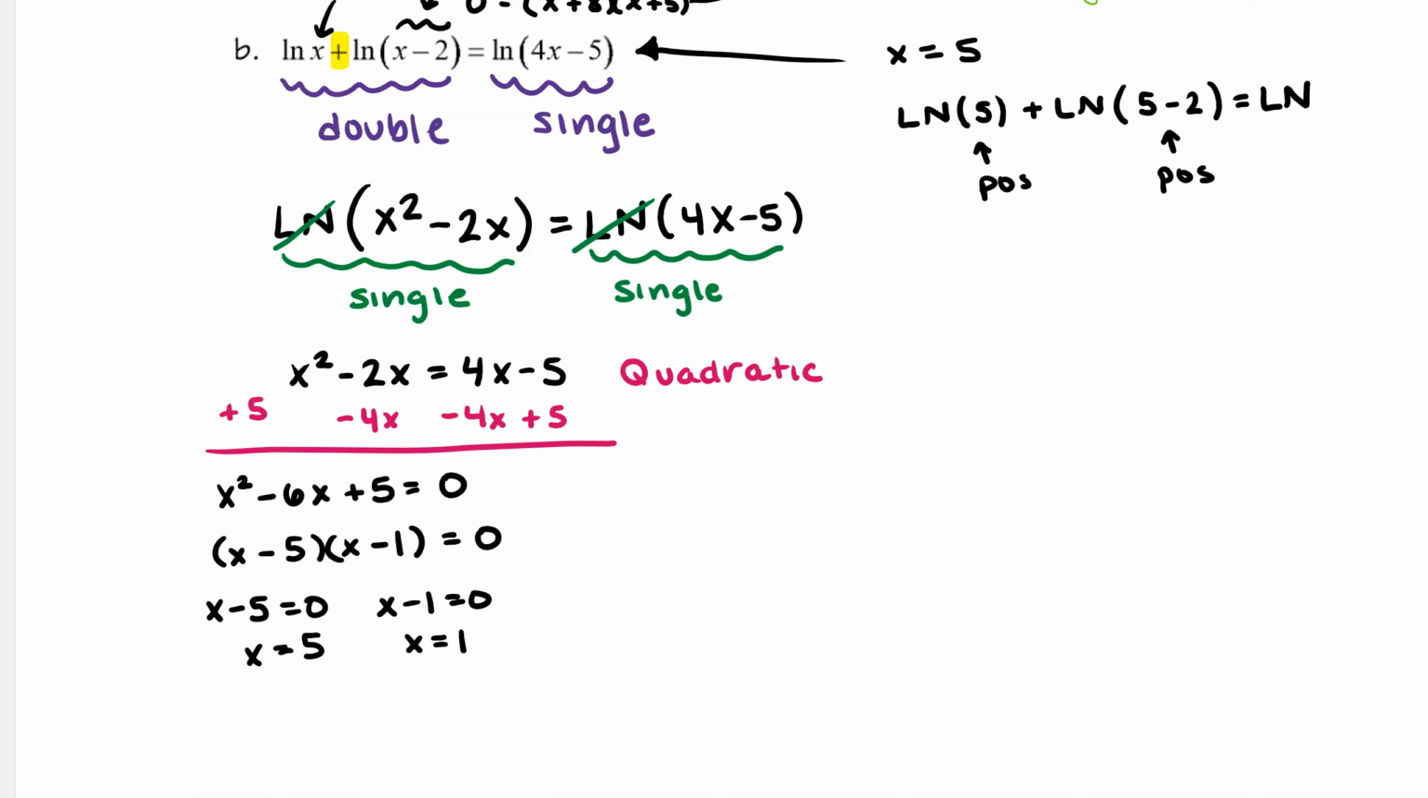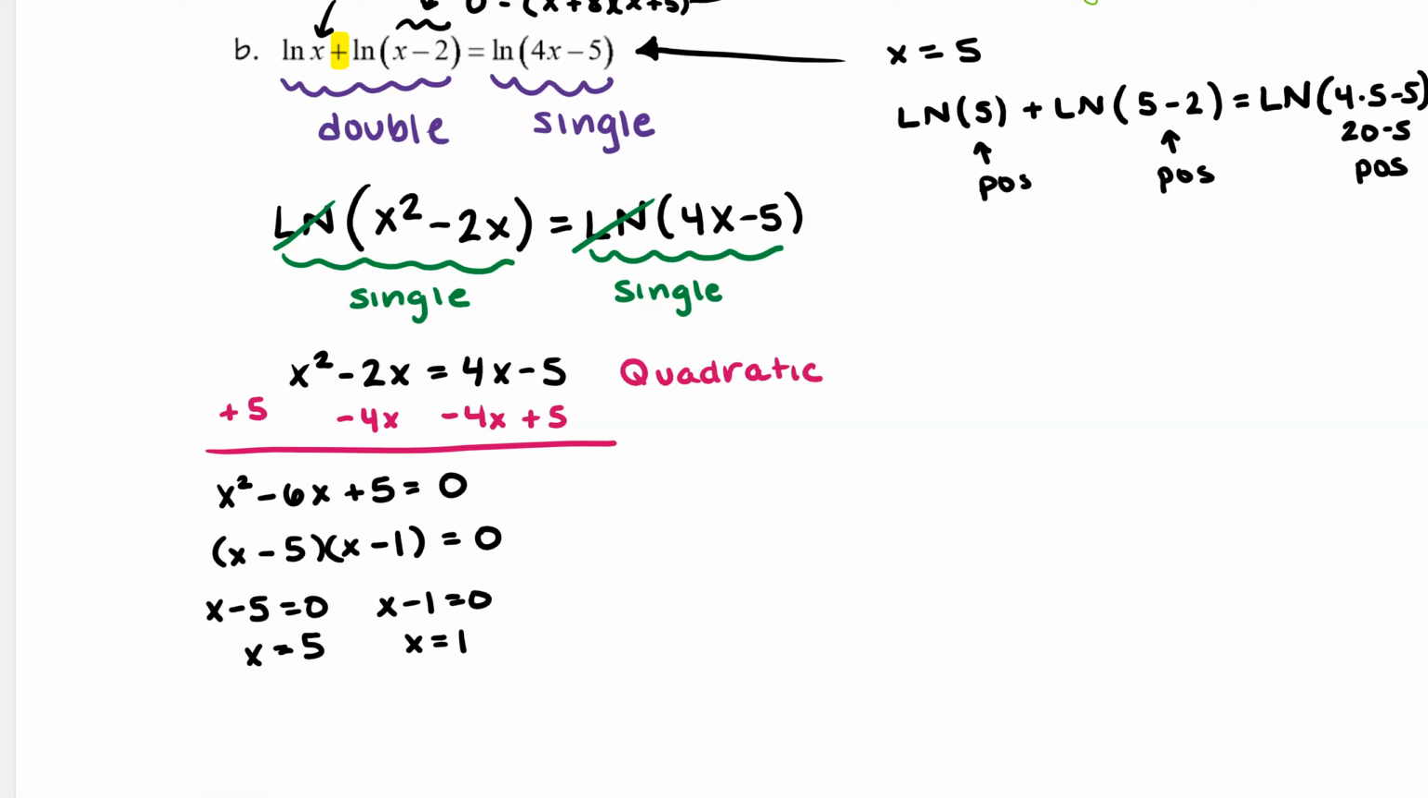Natural log of 4 times 5 minus 5. So that would be 20 minus 5. Oh, and hey, that's positive 2. Booyah. X equals 5 looks good. If you want to make sure, then you go all the way.